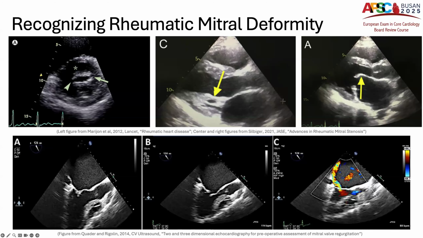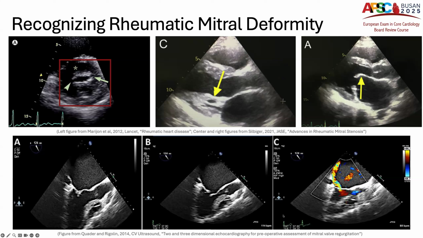Okay. In terms of etiology, 60% of mitral stenosis is from rheumatic heart disease, and 20% of mitral stenosis is calcific degenerative mitral stenosis, previously known as senile calcific mitral stenosis. And needless to say, these percentages vary widely depending on the part of the world that you are practicing in. So I think it's important to be able to recognize rheumatic mitral deformity on echo.